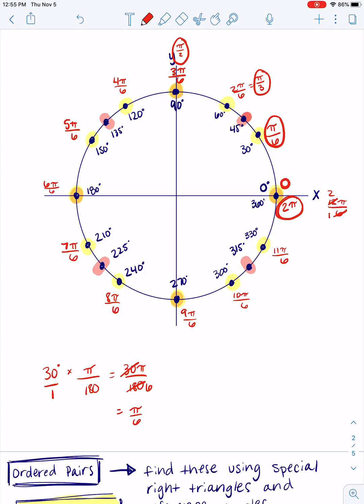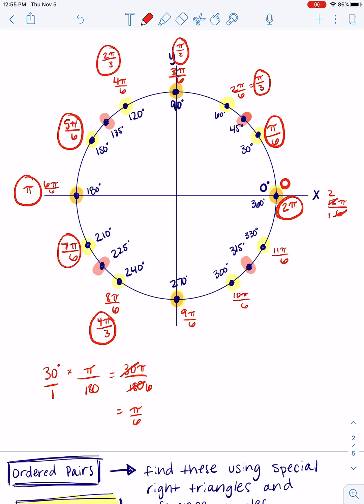4 pi over 6, I think 2 goes into both of those, so 2 pi over 3. 5 pi over 6 does not reduce, it just stays. 6 pi over 6, the 6's cancel, and you just have pi. 7 pi over 6, that does not reduce. 8 pi over 6 does reduce, 2 goes into both of those, so it would be 4 pi over 3.